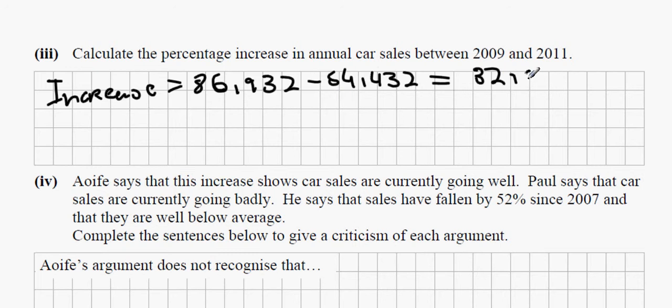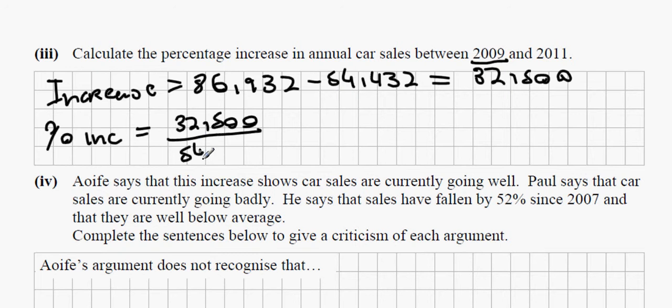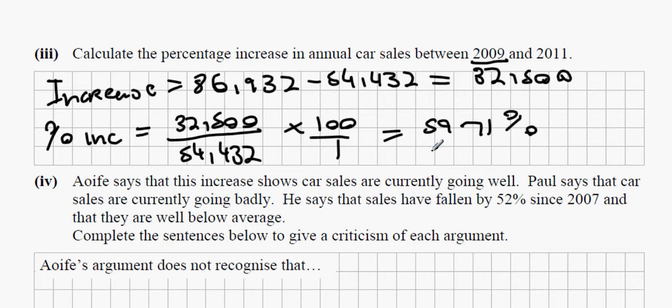Now, the increase is measured on what it was in 2009. So the percentage increase equals the increase, which is 32,500, divided by what it was in 2009. It was 54,432. Got to multiply this by 100 over 1 to change it into a percentage. Now what we get is 59.71%. Put it in the calculator.